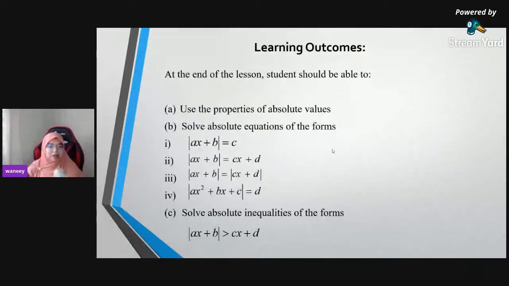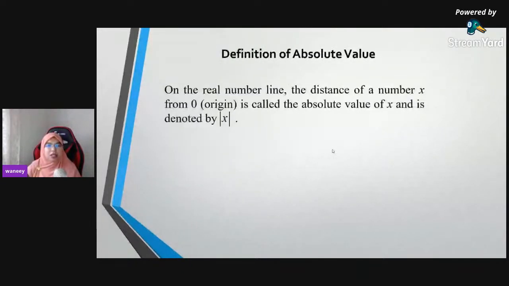And then we have to solve absolute inequalities of the form absolute value of ax plus b greater than cx plus d. Okay, so let us proceed straight away with the properties.